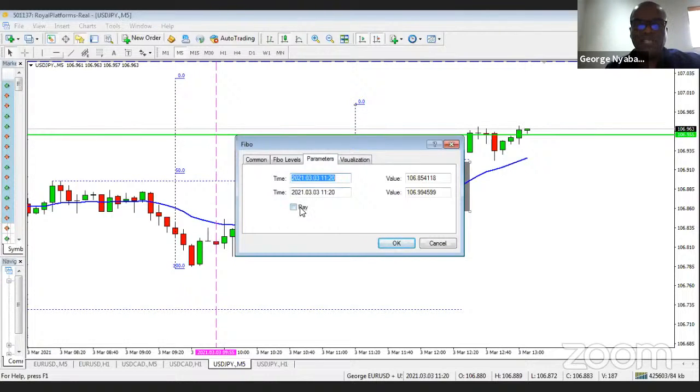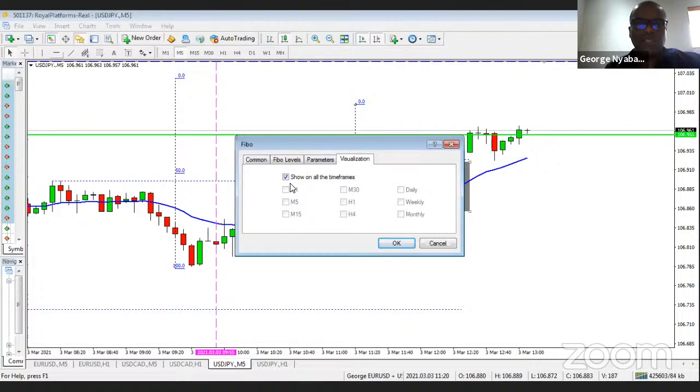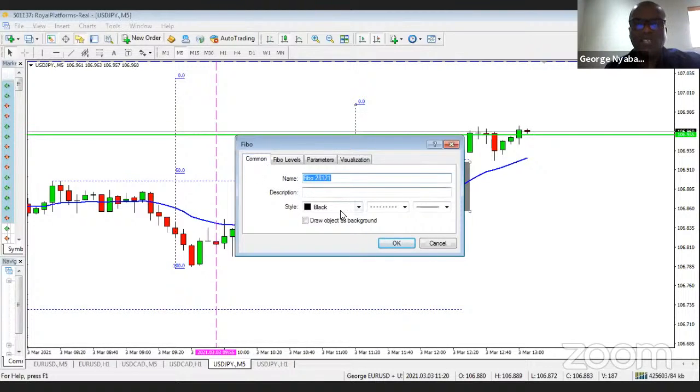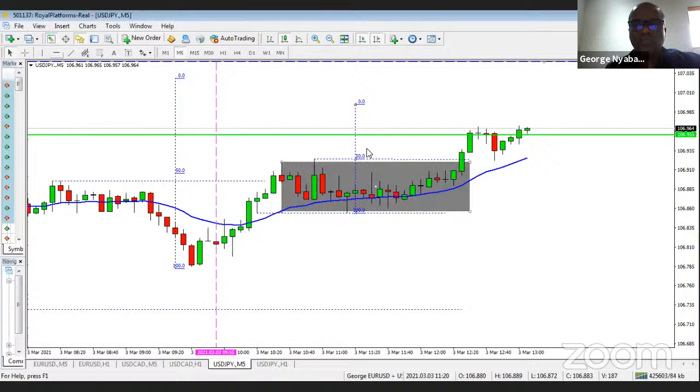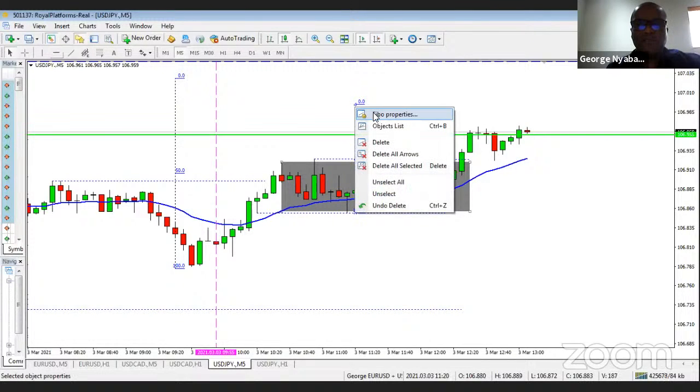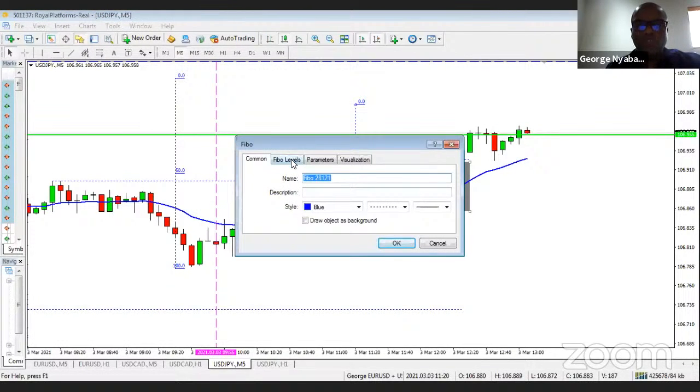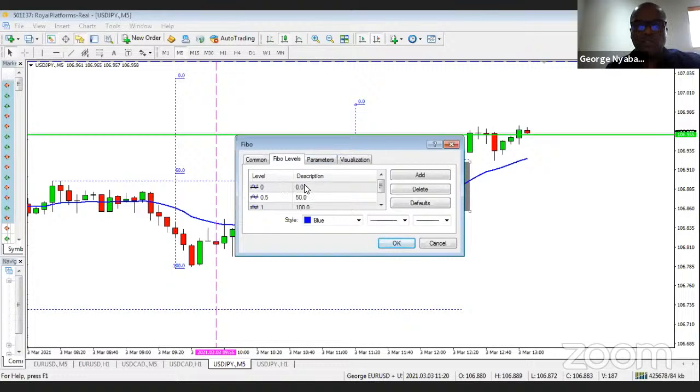Then in terms of parameters, I just take off the ray, so I can restrict how far the lines go. Visualization, in all time frames. Then you can choose whatever color works for you. Okay, so that's how you set it up. It's this tool here, the Fibonacci retracement, fib levels 0, 0.5, 100. Everything else just delete, and that's it.